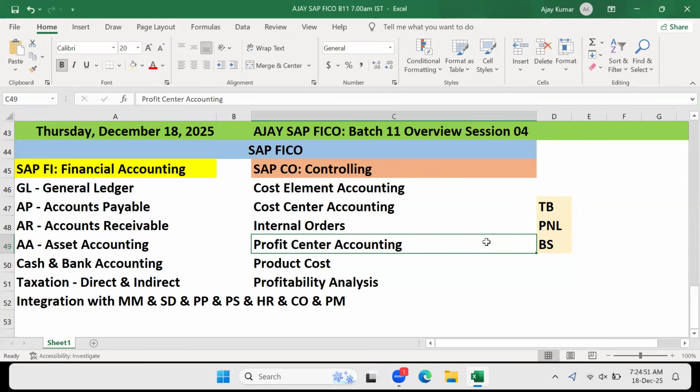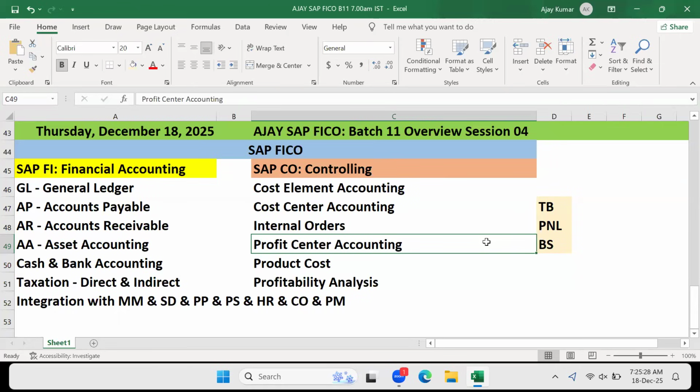Similarly, without TB and without P&L, can you make a balance sheet? No, sir. It is clear? Without TB, P&L is not possible. Without TB and P&L, balance sheet is not possible. Now, if you are doing business, do you require TB, P&L and balance sheet on a monthly basis, or you don't need it? We need it, sir. You will be needing it on a monthly basis.